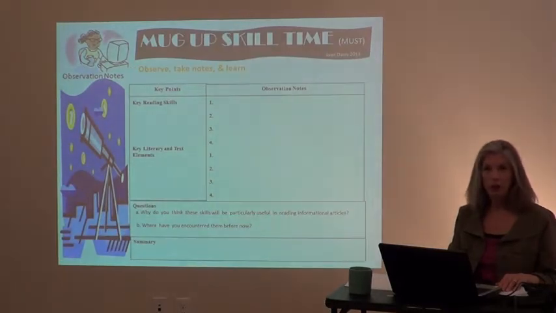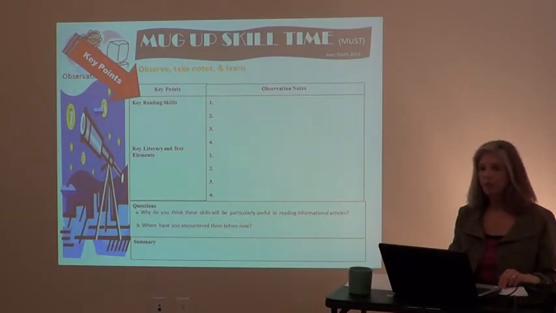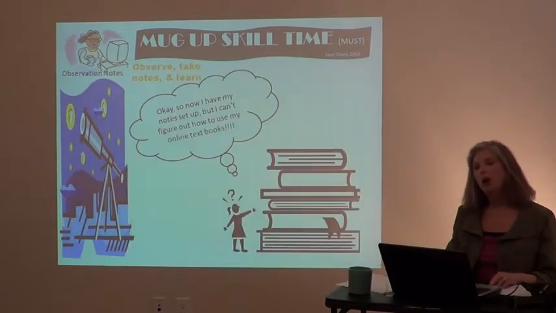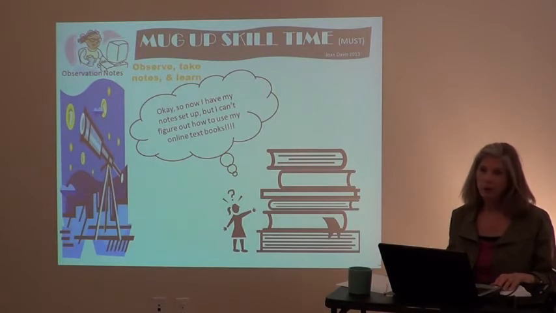So at this point, your notes should look like this. On the left-hand side, under the heading Key Points, Key Reading Skills, and Key Literary and Text Elements. Those are the items you are going to be looking for when we get to your online text. Next, you have 2 questions that you have now entered onto your notes. You will be answering those questions at the end of the lesson. Okay, so now I have my notes set up, but I can't figure out how to use my online textbook. I hear that quite often.